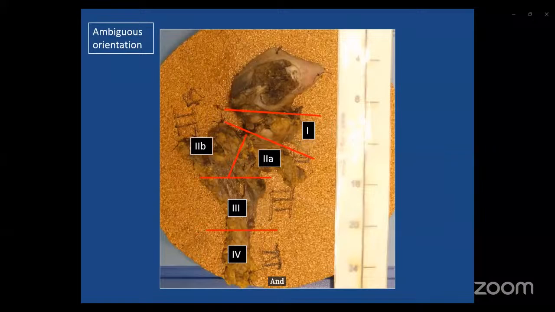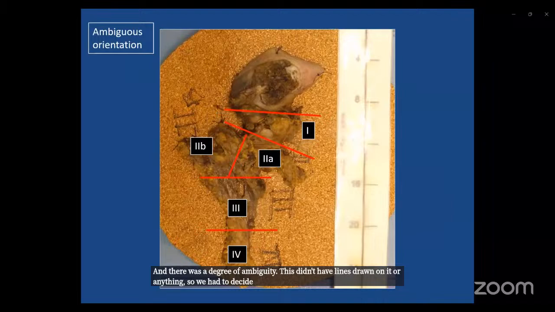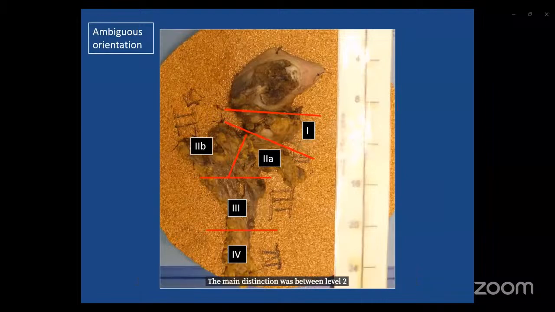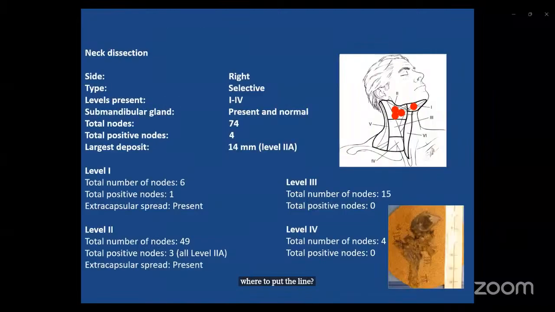And there was a degree of ambiguity. This didn't have lines drawn on it or anything, so we had to decide what the levels were with the information we had to hand. Most of them were on the corkboard, which made it fairly easy. The main distinction was between level 2A and level 2B. We don't have the spinal accessory nerve to guide us, so we just have to make a call. I think for this case I maybe met in 2A, which might have helped us decide where to put the line. And indeed, there were metastases in levels 1 and 2, and they were all in level 2A.